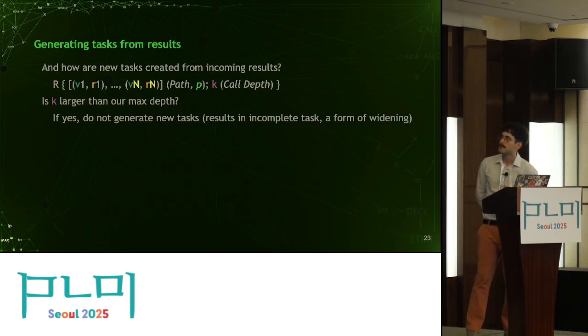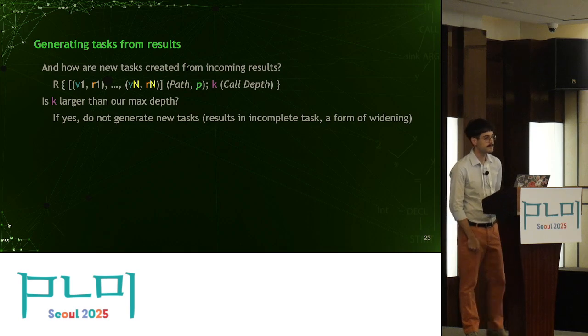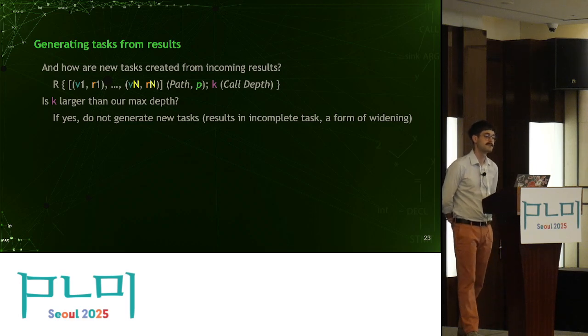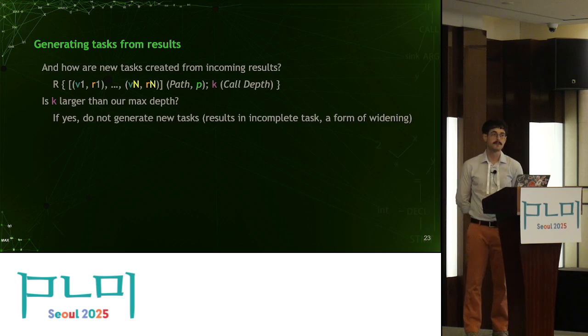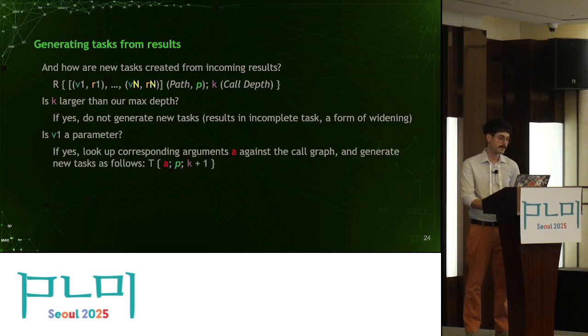So how are new tasks created from incoming results? Well, this is a k-limited analysis to ensure termination. So we first ask, is k larger than our maximum depth? If yes, do not generate new tasks. What this results in is an incomplete task with no dependent task, and this will ensure widening and termination.